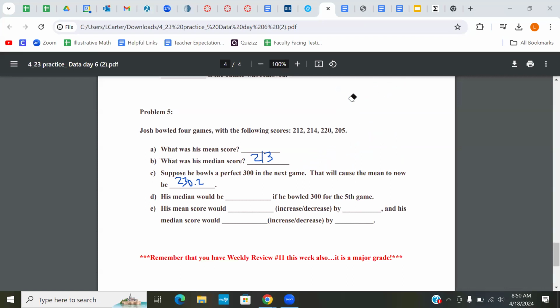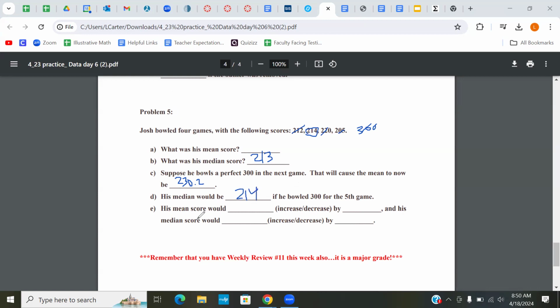Okay. His median would now be, so let's look at our original list. So our original list of games here, where you had, this is the lowest one. So 300 would be the highest one. Then you get rid of that one and that one, leaving the median middle number would be 214.